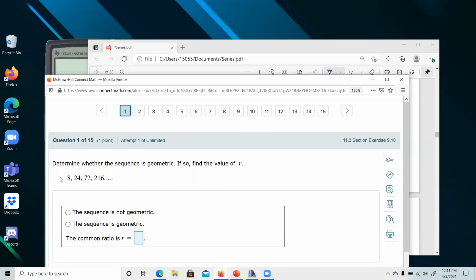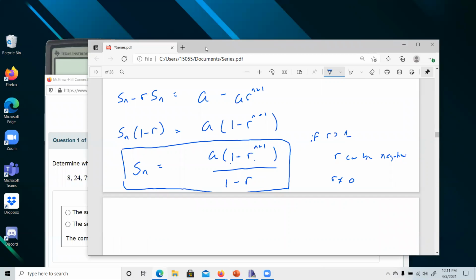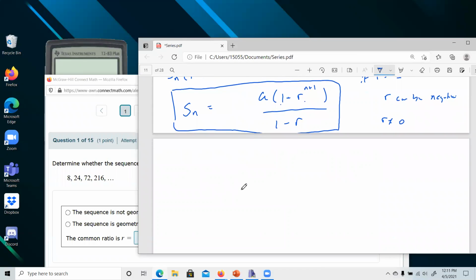Okay. So let's see. Determine whether the sequence is geometric. If so, find the value of r. You only have like 2 series. Well, technically you have 3. You have arithmetic. You do have recursive, although it's a little bit harder to tell with recursive. And you have geometric, and then you have miscellaneous. So there's not a whole lot you have.